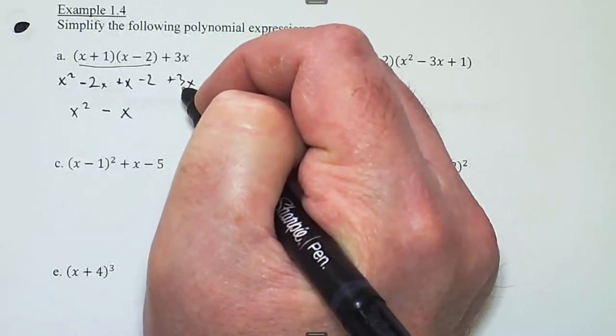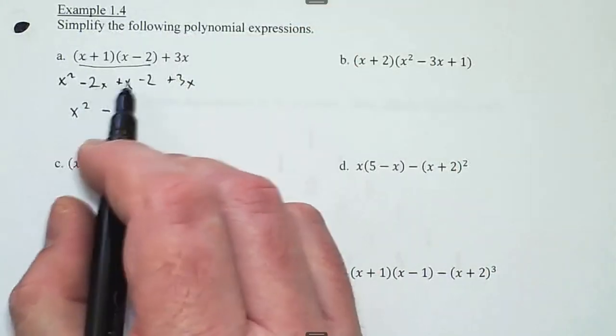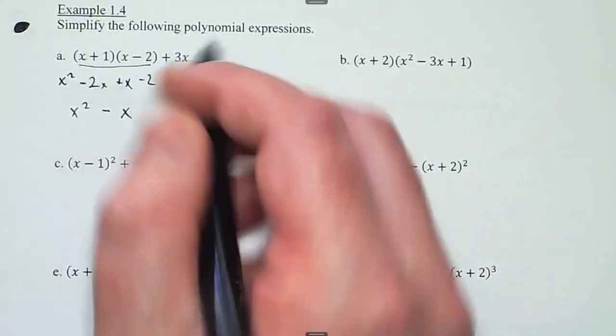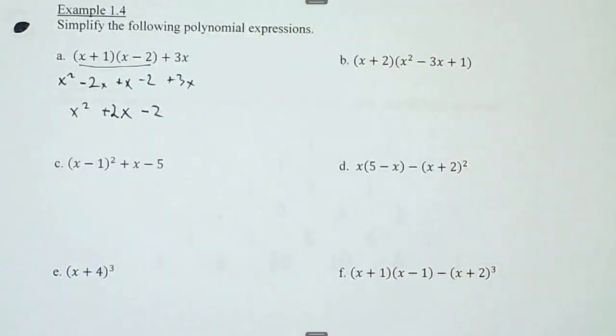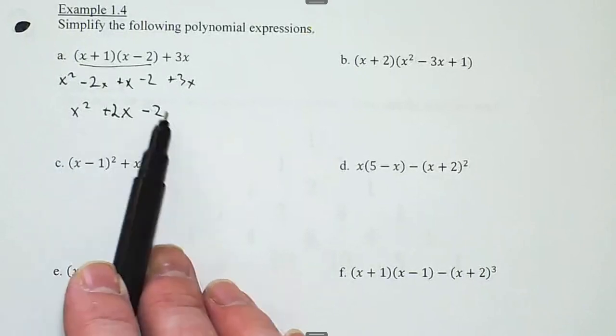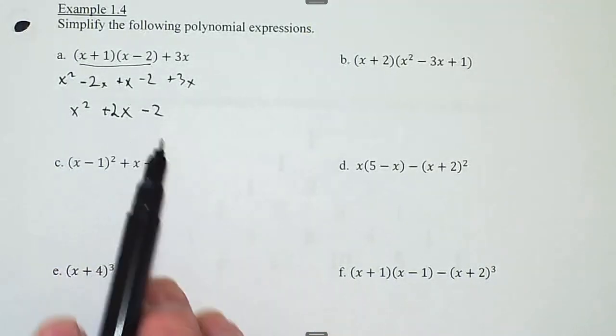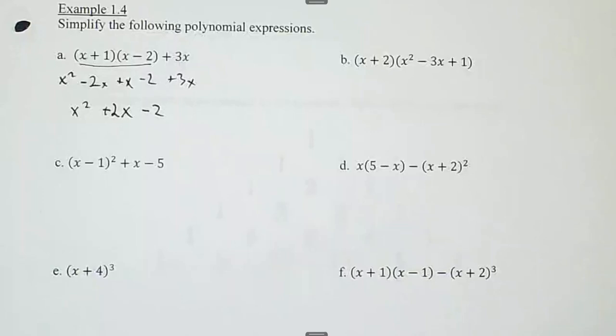Oh, I didn't do it right, though. Negative 2 plus 1 plus 3. That'd be negative 2 plus 4. This is a plus 2, and then a minus 2. When possible, we prefer to have it in decreasing degree. That's standard form. That makes some of the processes that we'll be doing easier.